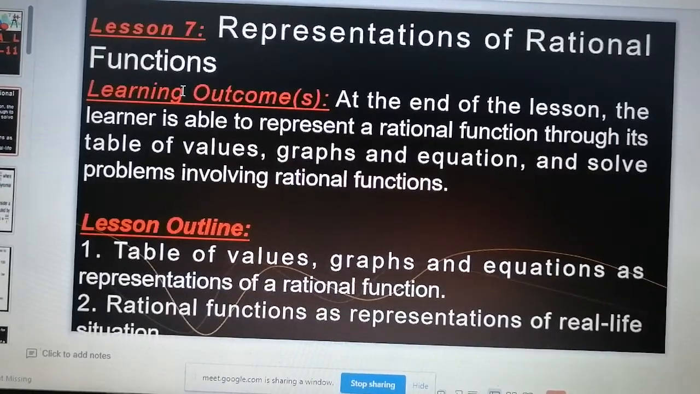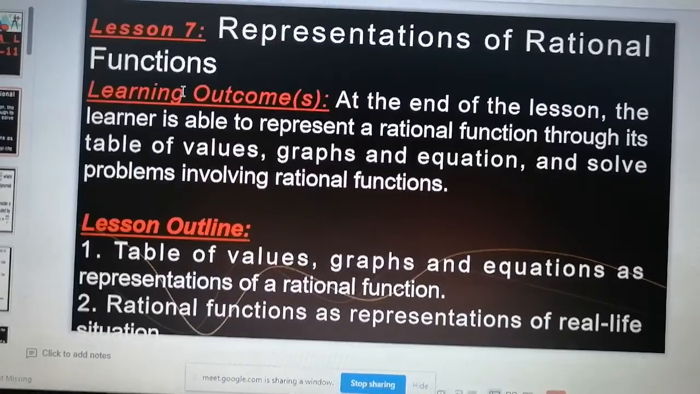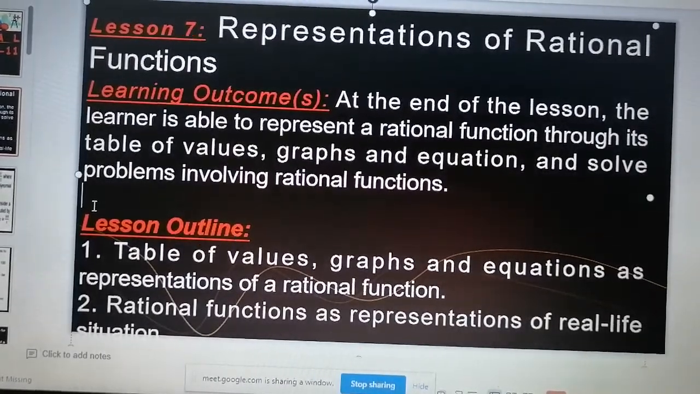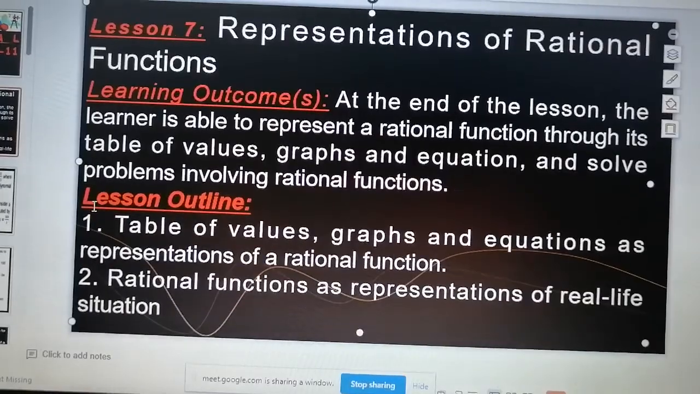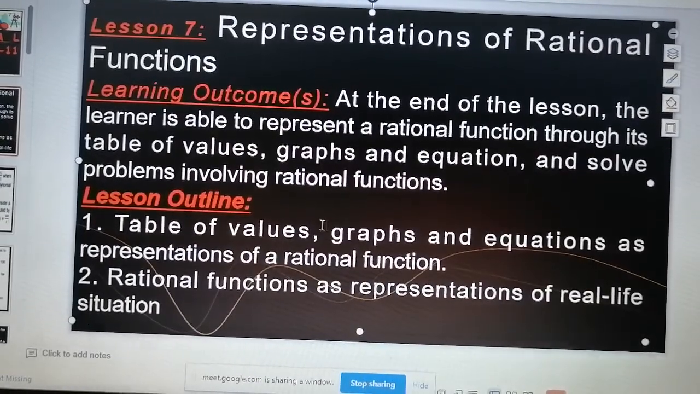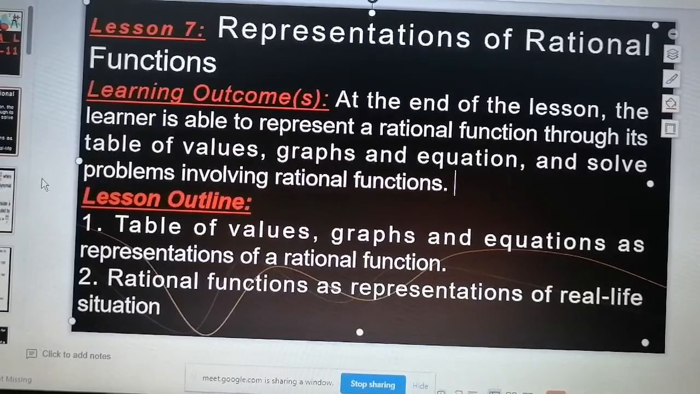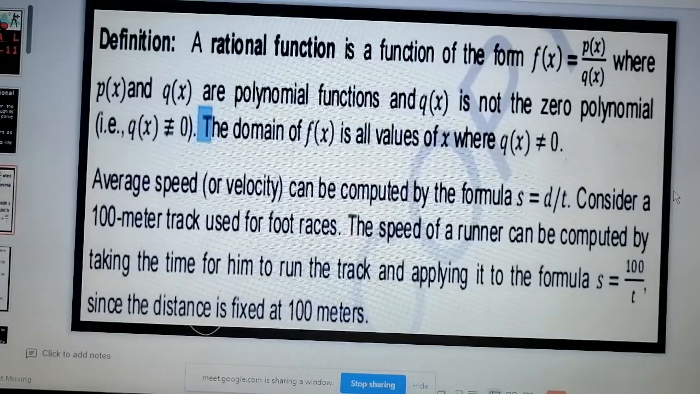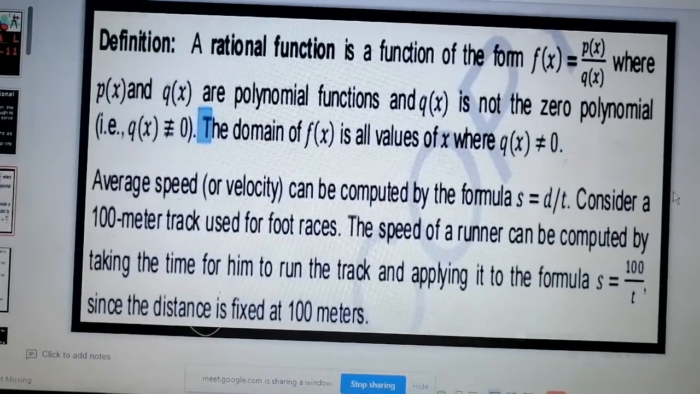Number 1, table of values, graphs, and equation as representation of a rational function. Then number 2 is rational function as a representation in real life situation. Okay? We have the definition of rational function.